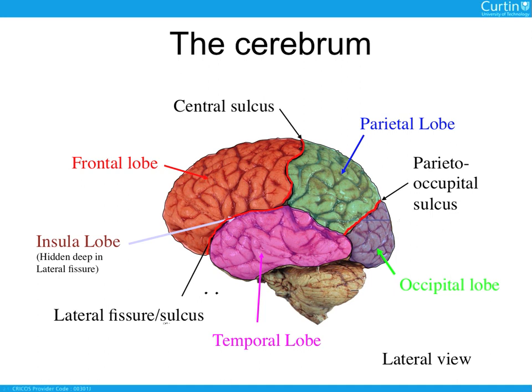Now we do have another lobe, and that's hidden deep to the temporal lobe. We'd need to remove that, and then we would see what's called the insular lobe.